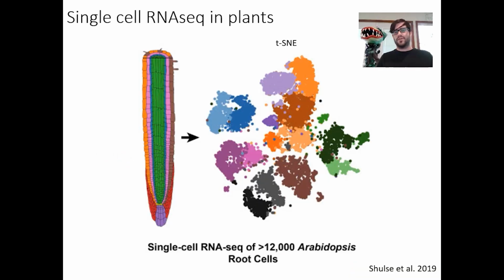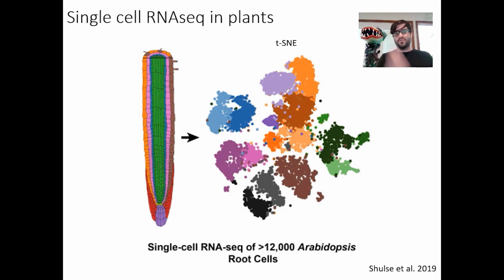Okay, and so this technique is being applied pretty rapidly to plants as well. The major challenge with plants is that it's a lot more difficult to isolate single cells from plants than it is from animals, and that's because plants have a really robust cell wall. So it takes a lot of enzymes, a lot of effort to dissolve plant cells from each other.